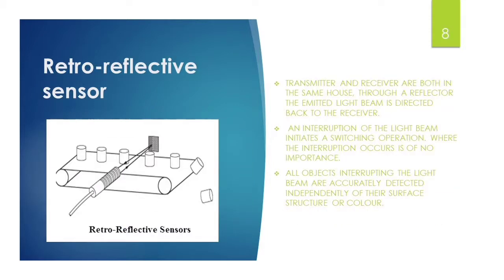Retroreflective sensor. In this sensor, transmitter and receiver are both in the same housing. Through a reflector, the emitter light beam is directed back to the receiver. An interruption of the light beam initiates a switching operation. Where the interruption occurs is of no importance. All objects interrupting the light beam are accurately detected independently of their surface, structure or color.